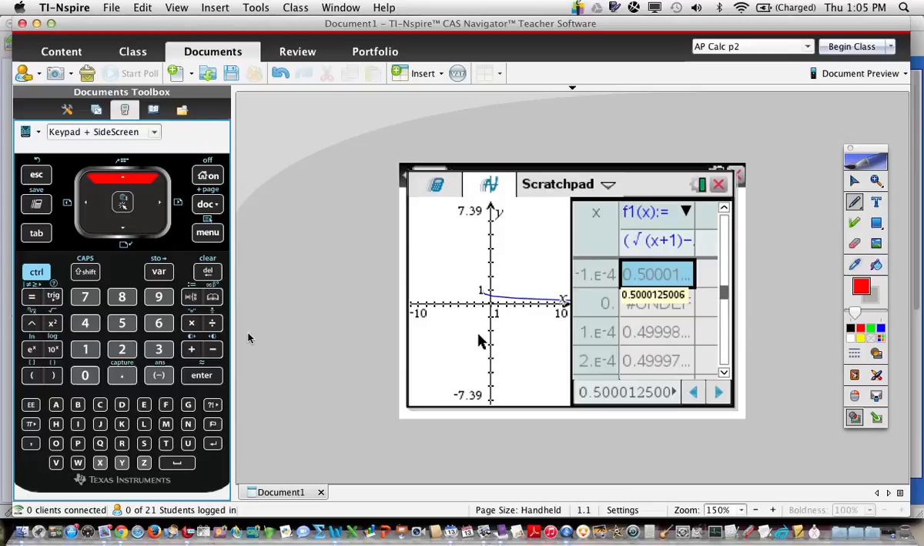Then I got 0.0001, and that's 4.9998. And I got 0.0002, and that's 0.49997. 3 9s and a 7. That's what I want to see on your paper. And that's the evidence right there that that limit, the y values are approaching 0.5.